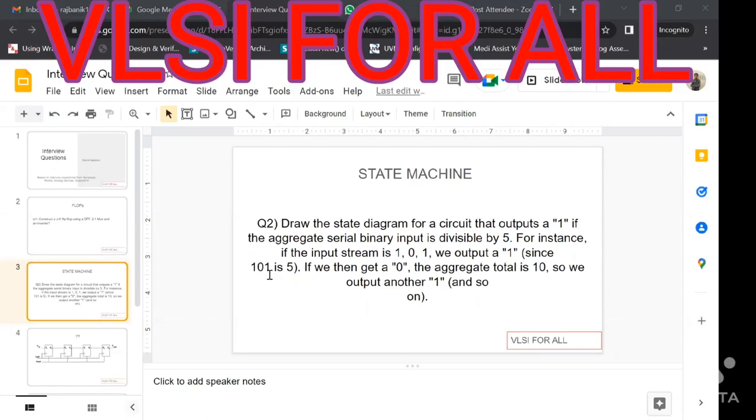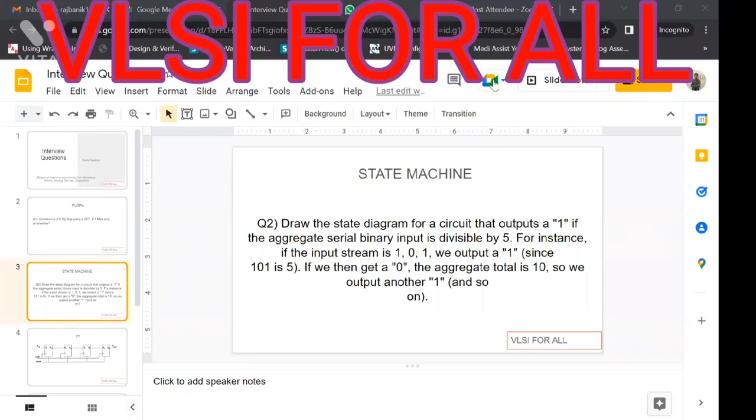Let's say you are driving an input, let's say 101. 101 in binary means 5. So if you drive this 3-bit input 101, then you should get an output of 1. If you drive any other input like 110, that is 6, you will get the output as 0. This is the circuit that you have to make, and you just have to make the state diagram. And if you can draw the state diagram, then making the circuit is not a very big deal.